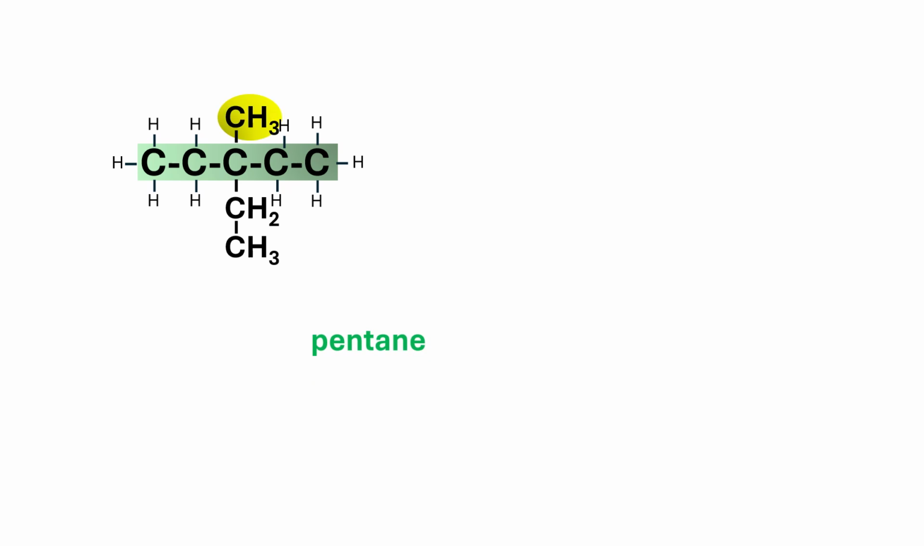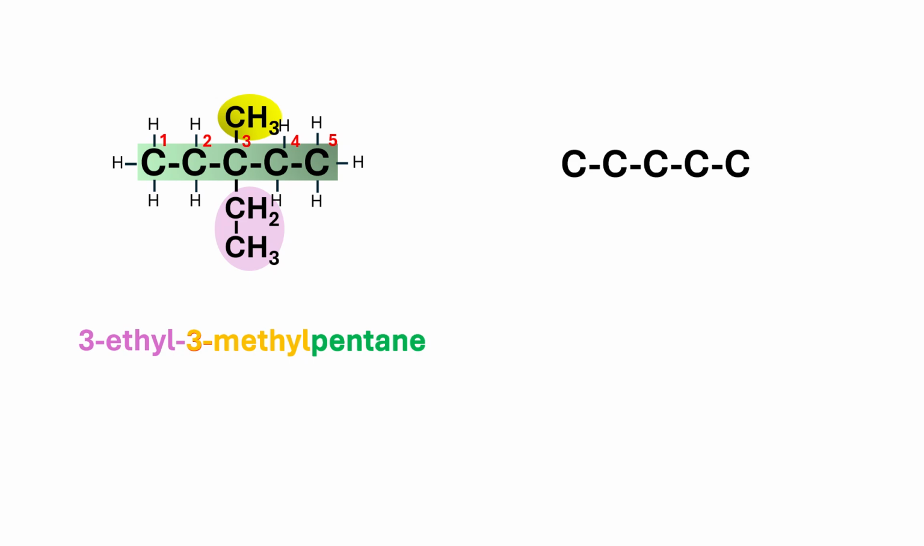So let's address the side chains. There's a methyl group and the ethyl group, but since both are in the middle of the chain, we can count them from left to right or right to left. It wouldn't make a difference. So let's start with left to right for convenience. So there's 1, 2, 3, 4, 5, and the methyl group happens to be on the 3rd carbon. And same goes with the ethyl group. So ethyl becomes on the 3rd. So 3-ethyl, 3-methyl, pentane.